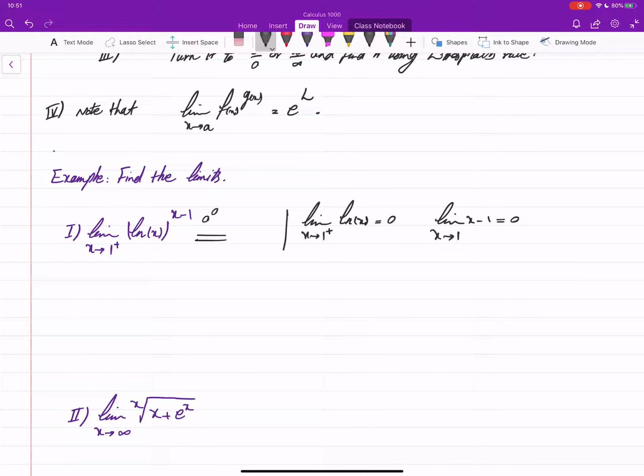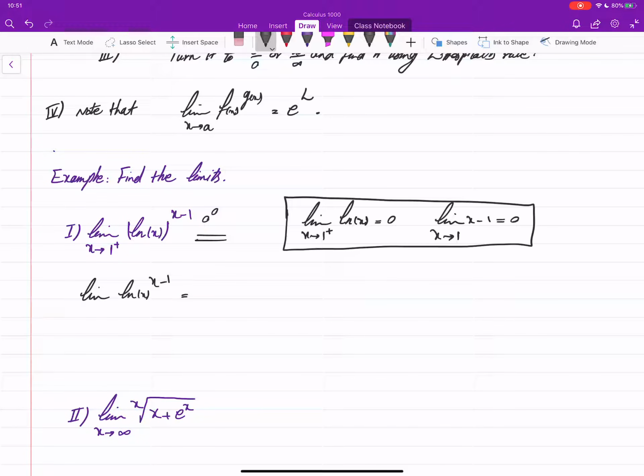0 to the power 0 is not the value of the limit. We have to work and find it. So how do we deal with these cases? As we discussed, the limit of (ln x)^(x-1) is the same as e to the power of the limit as x goes to 1 plus of the ln of the base times the power.